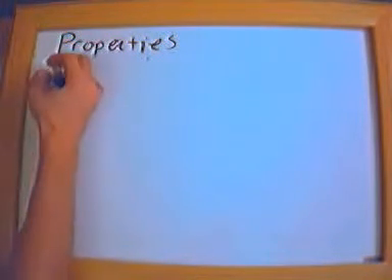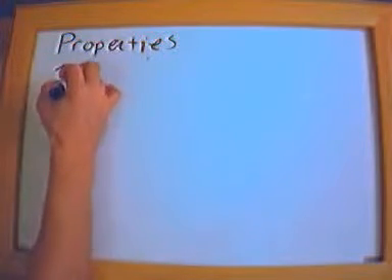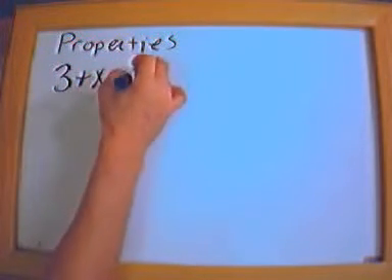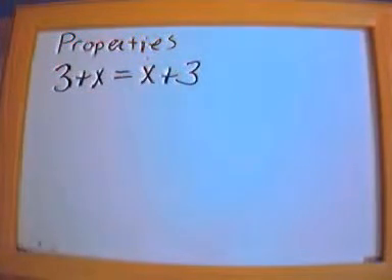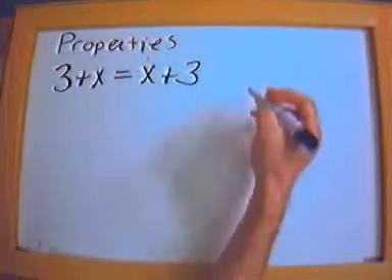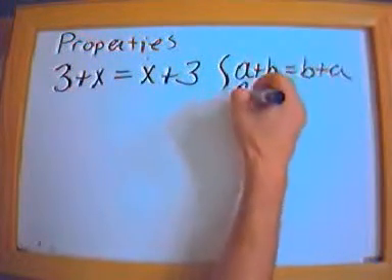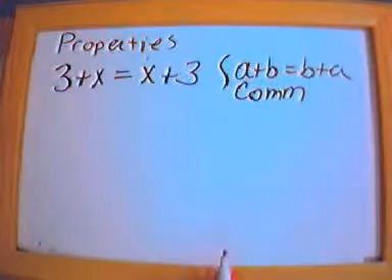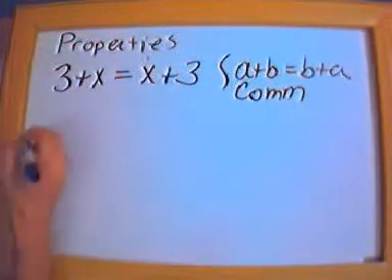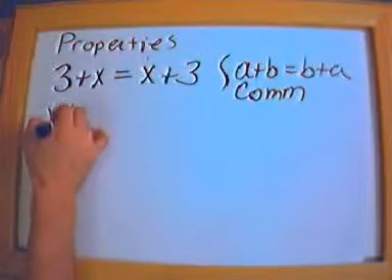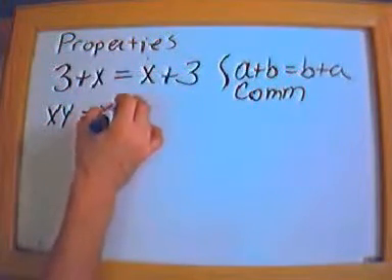Let's go ahead and do another quick exercise. I'm going to write some things on the board, and then we're going to talk about what property was used to do the simplification here. So let's say 3 plus x equals x plus 3. Well, if you stare at that, and if you look back in your textbook, you'll realize that that is the commutative property. The commutative property was a plus b is equal to b plus a. So that's commutative. I'm just going to write com there, commutative. And what if I have x times y equals y times x?